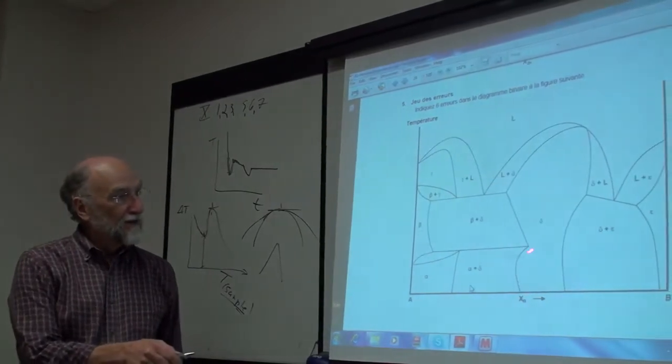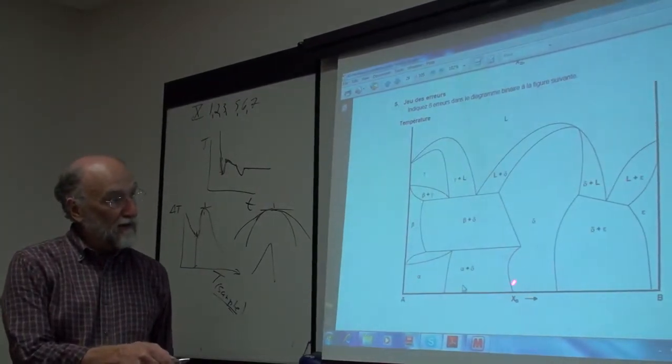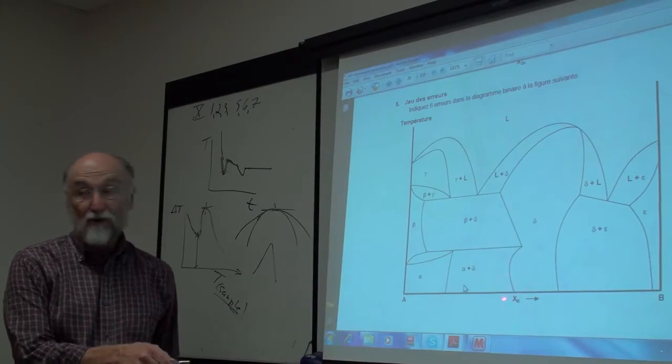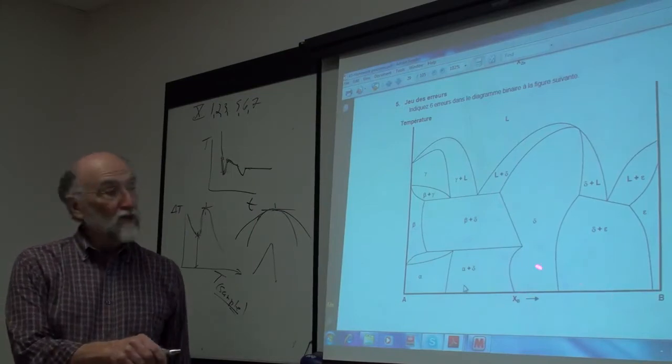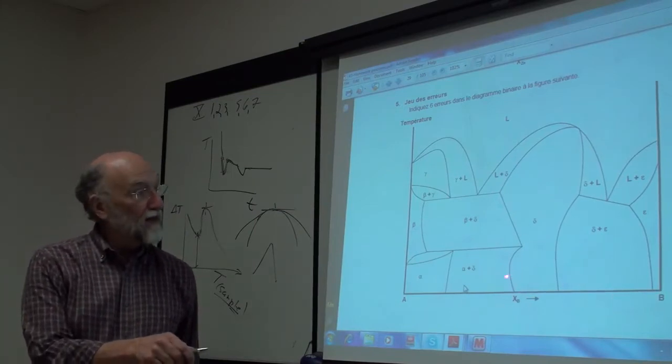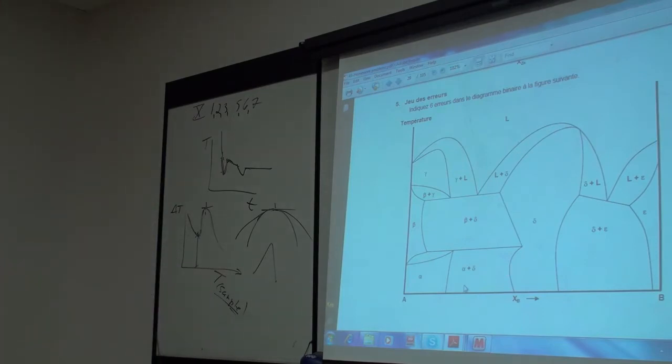This is not an error. There's no reason why this can't go back. This change in slope here is called retrograde solubility. Usually it will go this way, but thermodynamically there's no problem there.